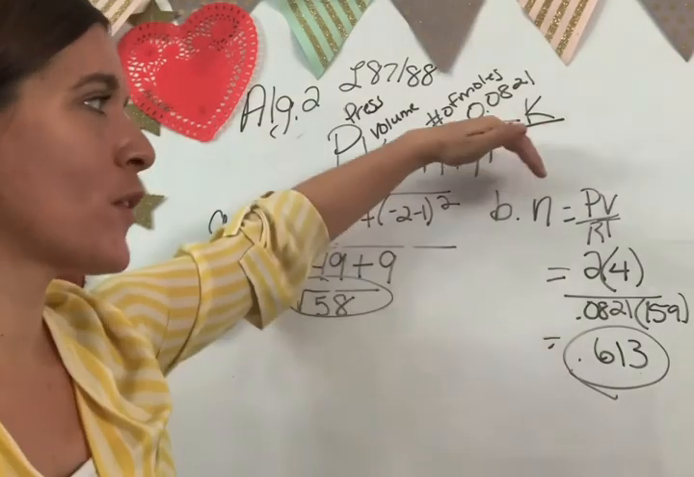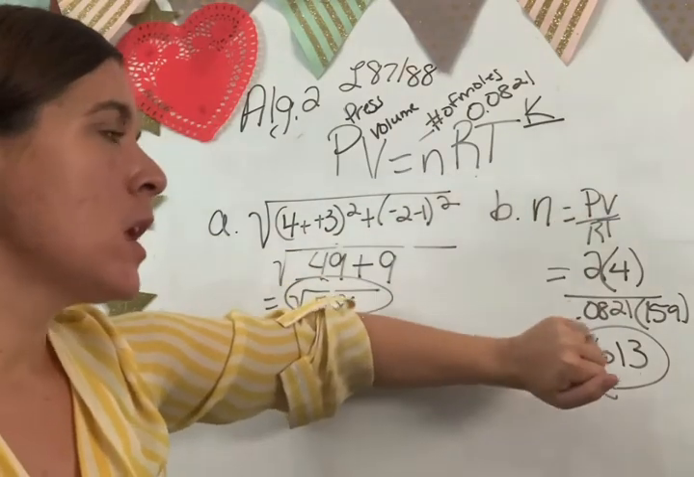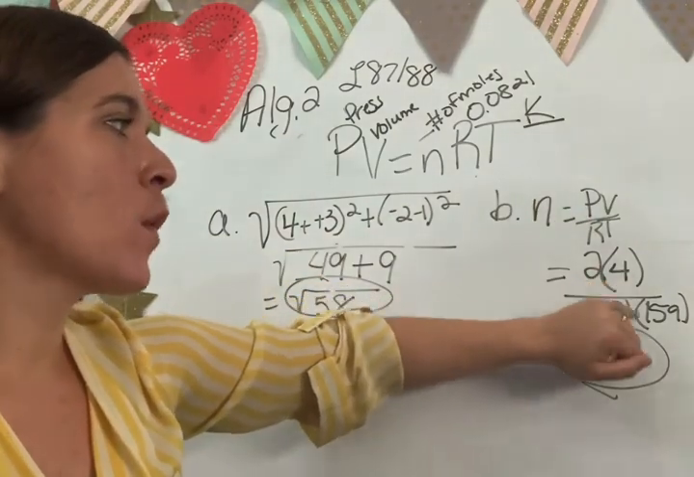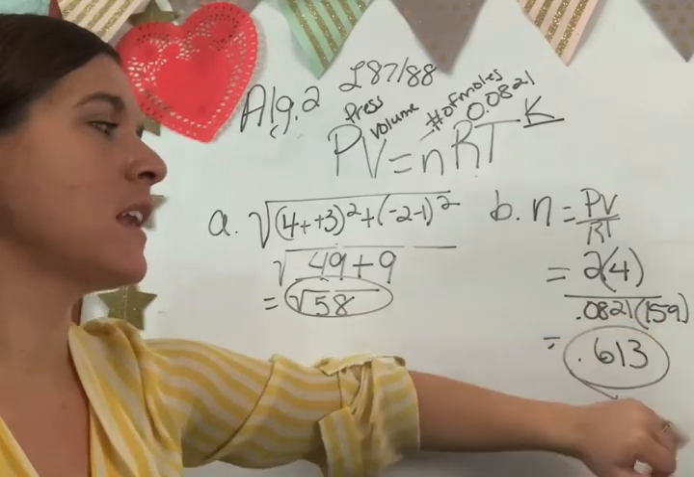Over here, you have to solve for n first. So you're just going to move the RT over there, PV over RT. P is 2, V is 4. R is always 0.0821, and the T was 159, so then you just divide it out.